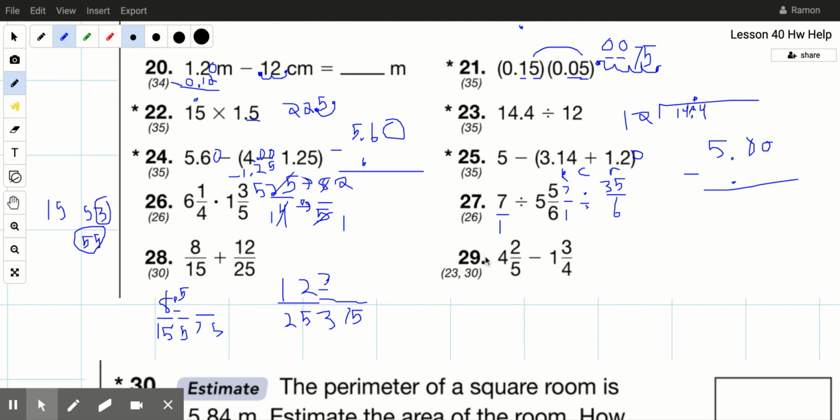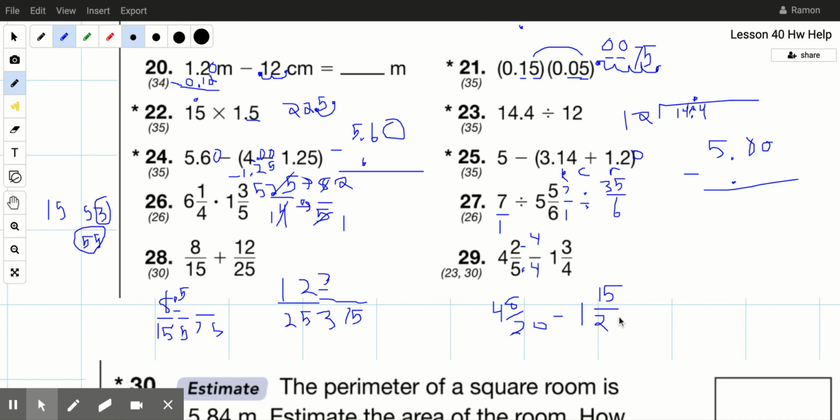All right, 29, 4 2/5 minus 1 3/4. Same thing, got to find the common denominator first, which is 20. We're going to multiply that by 4, multiply this by 4. We have 4 and 8/20. Then we're going to subtract 1 and 15/20.